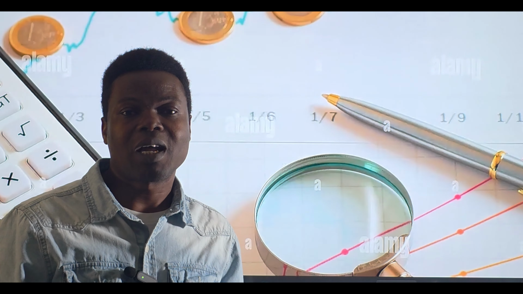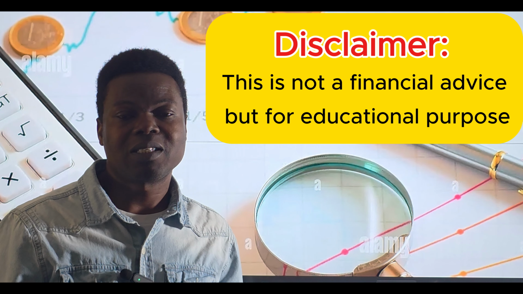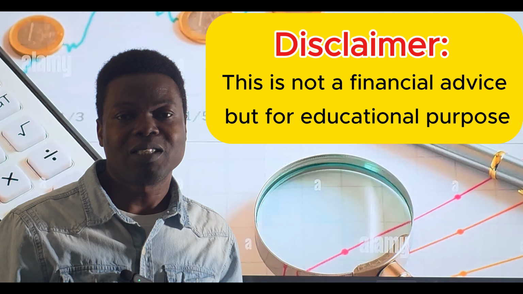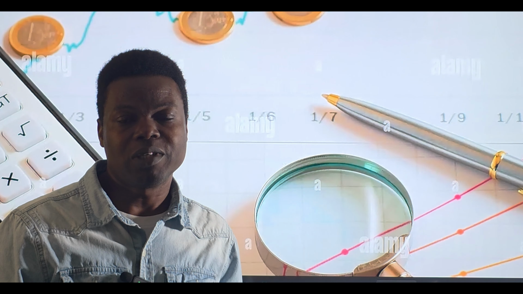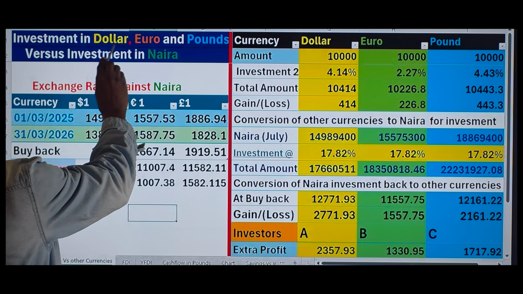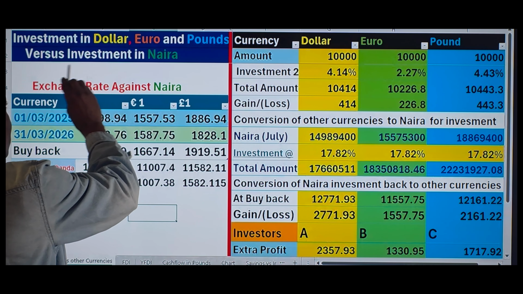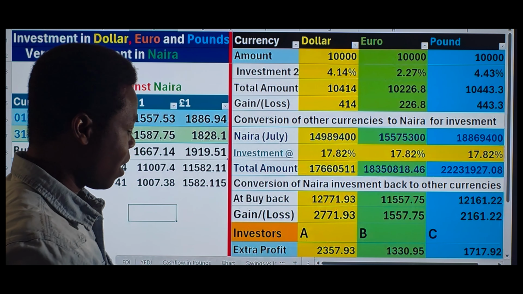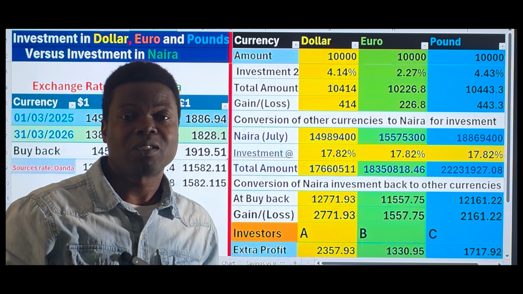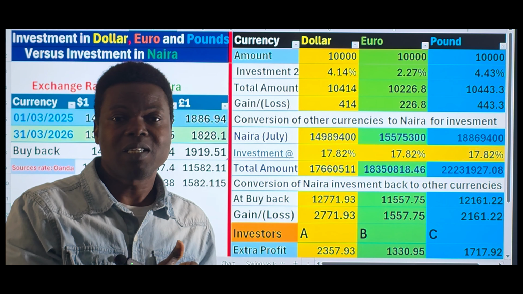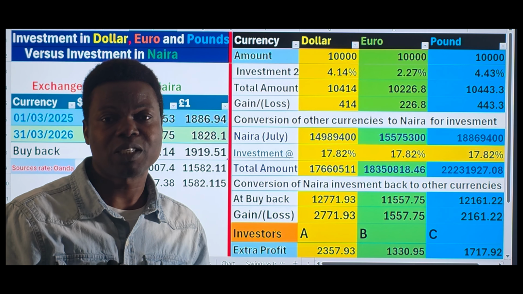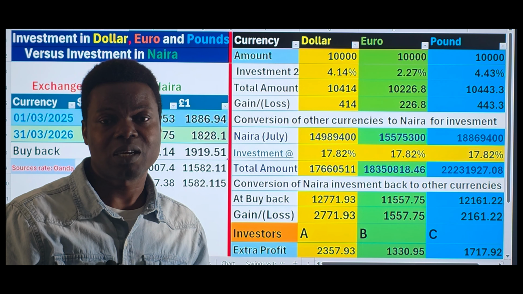Before we go into the analysis, let me disclaim that this video is not financial advice. Rather, it is for educational purposes only. As you can see from the screen, on our left-hand side, we have investment in dollar, euro, and pounds versus investment in naira. In other words, we are going to be looking at investment done in the countries where these three currencies are used and comparing it with investment done in the Nigerian exchange market.